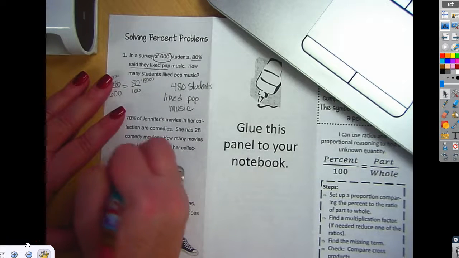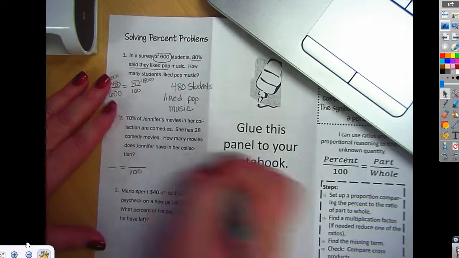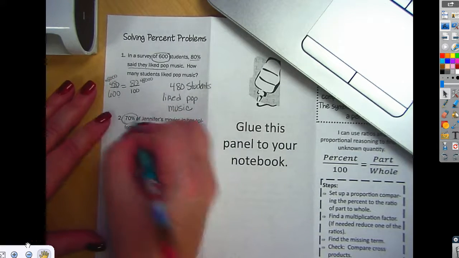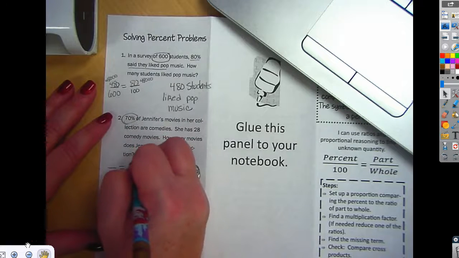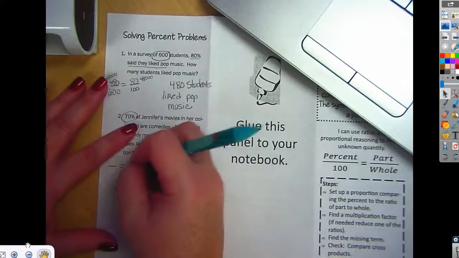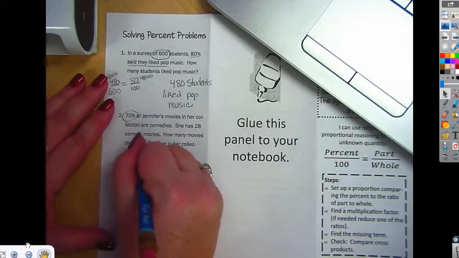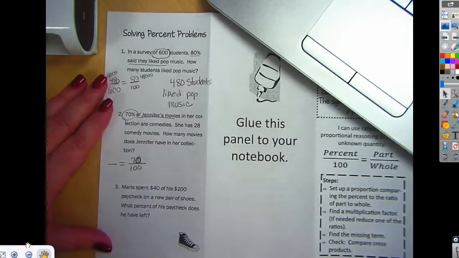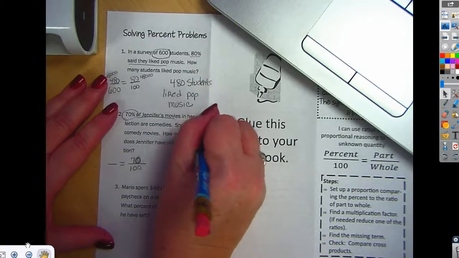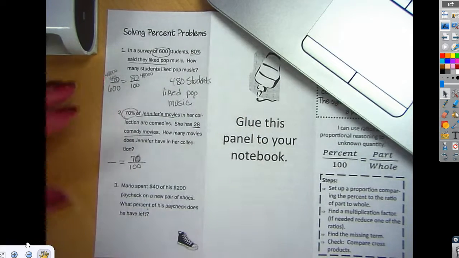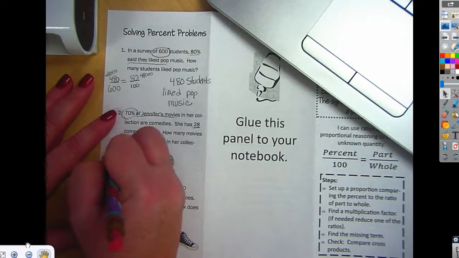So, she's got some movies. We know that's out of 100%, and we see the 70%. I almost wrote 78. I don't know why. 70% of her movies, and she has 28 that are comedies out of her whole collection. Where do you think the 28 goes? Is that the part or is that the whole? Her whole collection is 28 and they're all comedies? It's part. So that's just part.